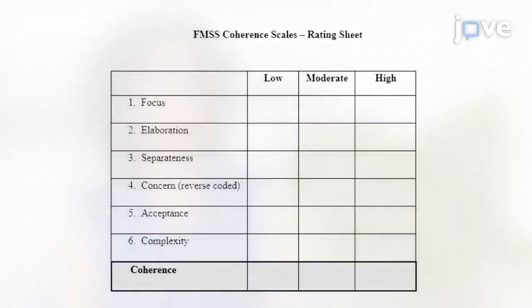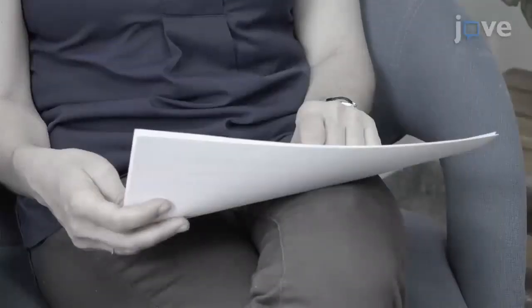For focus, assign a high score when the parent refers to the child and/or the relationship as a focal subject of the FMSS. Assign a low score when the parent refers to other matters for the majority of the FMSS.